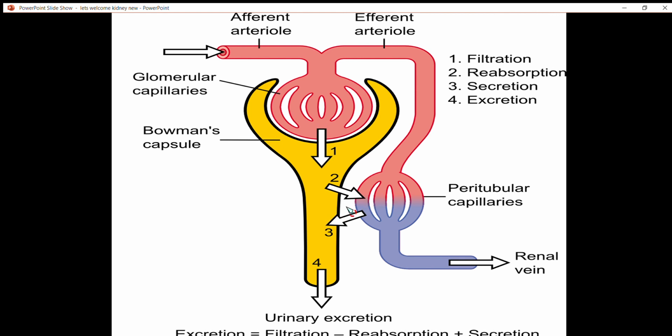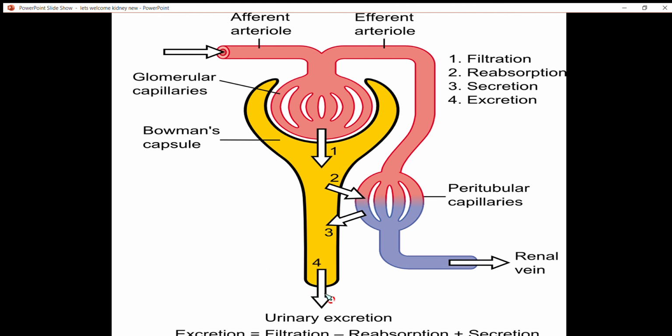This is the process of secretion, and the most important thing which is secreted is your potassium. Potassium is being secreted from this area, although potassium is not secreted in the PCT. Here you are showing the PCT, but this is theoretical. Potassium is secreted out in the distal convoluted tubule basically. So there's the filtration, reabsorption, secretion, and ultimately we have got the excretion.